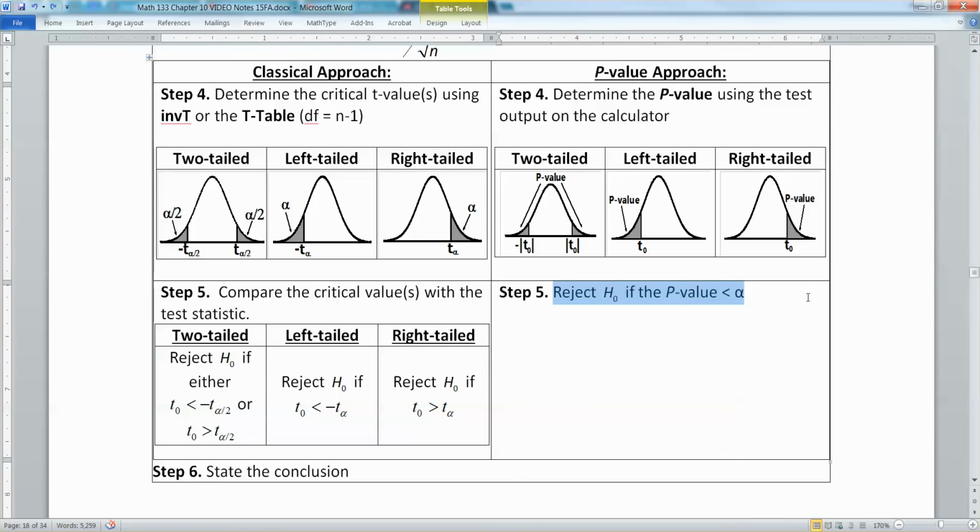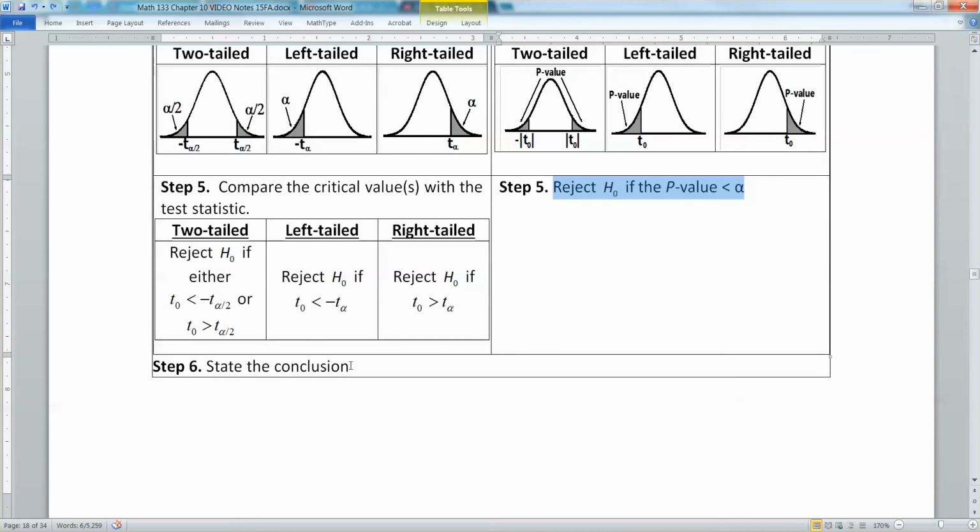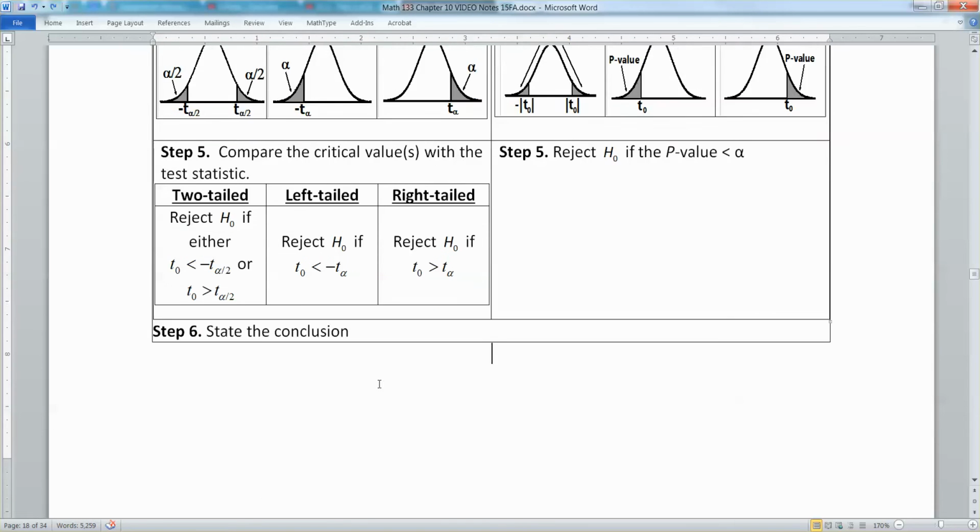Or, I love it, the p-value method: is your p-value low? If your p-value is low, you reject the null hypothesis. I like the p-value method. It's a little bit simpler. And then we make our conclusion, write our conclusion following the instructions from 10.1 that we saw a long time ago.